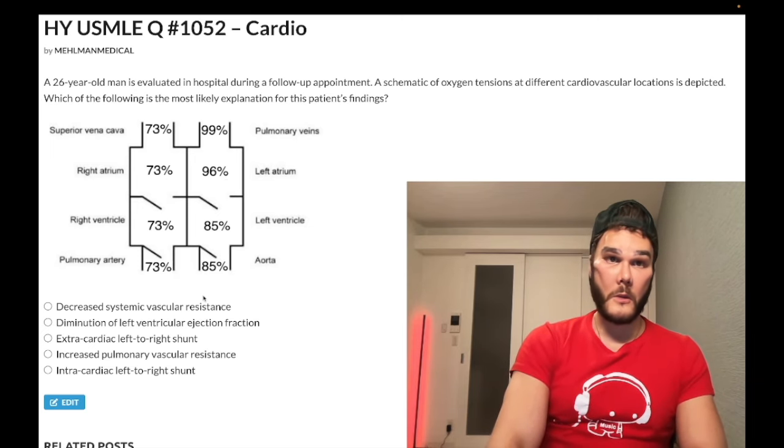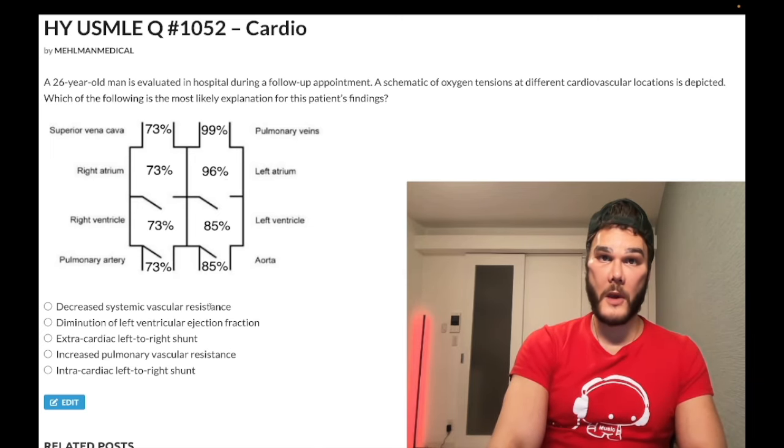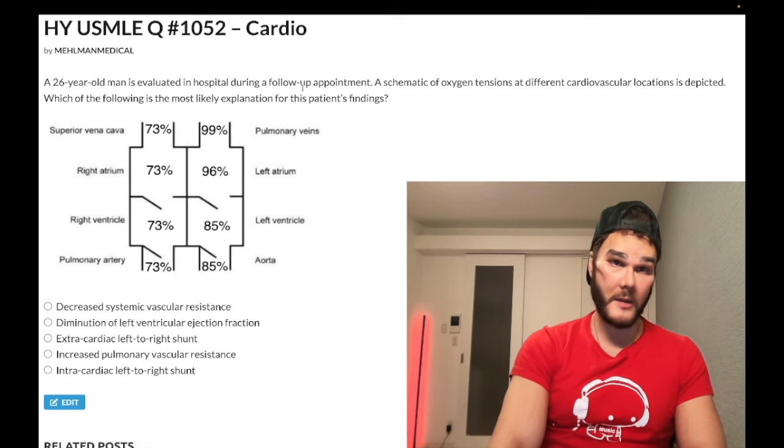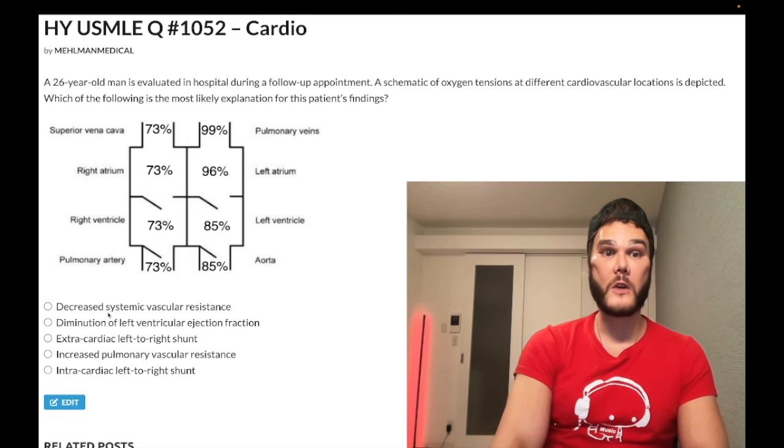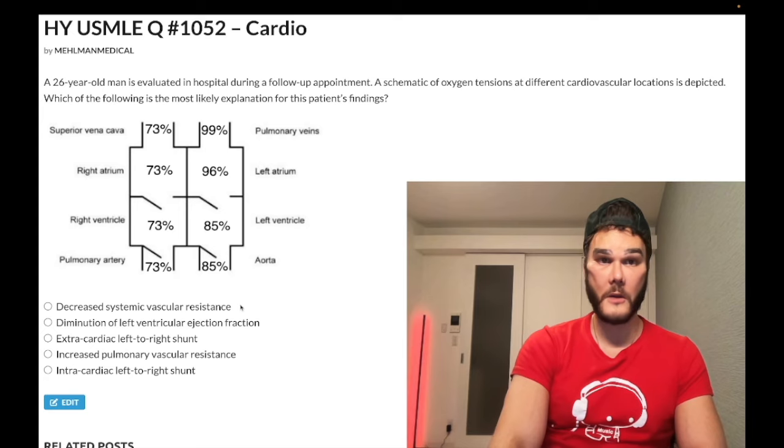So what's the diagnosis, what are we going to see in this patient? Slash the explanation for the findings. Choice A, decreased systemic vascular resistance. Wrong answer. Just a nonsense answer choice that has no relation. I mean, if you had decreased vascular resistance, it's not going to affect the oxygenation in the heart.